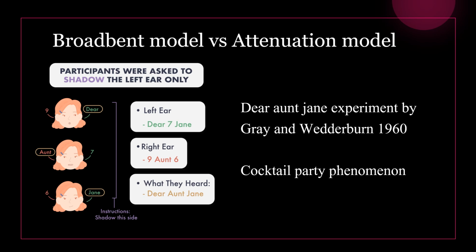But this was proved false by the Dear Aunt Jane experiment by Gray and Wedderburn in 1960. In this experiment, participants had to shadow a message presented to the left ear. This message was "Dear 7 Jane," while the unattended ear heard the message "9 Aunt 6." When the participants were asked what they heard, an overwhelming majority said they heard "Dear Aunt Jane" instead of "Dear 7 Jane." This meant that we process meaning first. Unlike in the Broadbent model, the attenuated filter does not only process physical characteristics, but meaning as well, which explained the Dear Aunt Jane experiment.